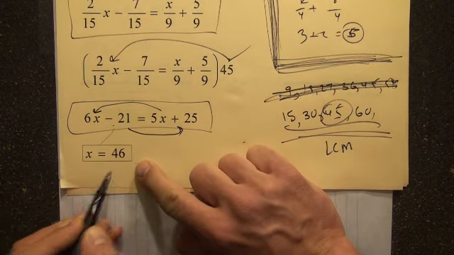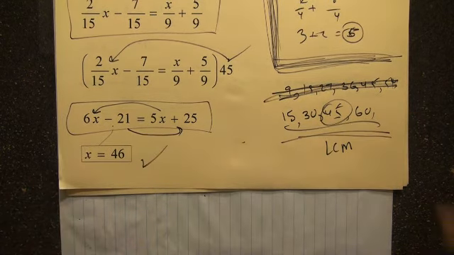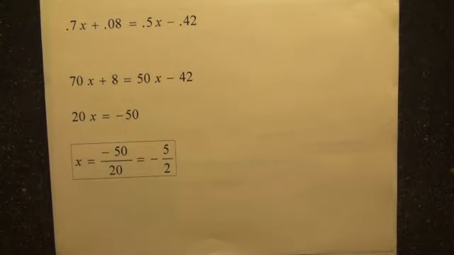Move the 21 over, you get a 46. And bam! You're all set. Alright, next one. Oh, here we go. What about when there's decimals? Don't get scared. You can do the same thing.